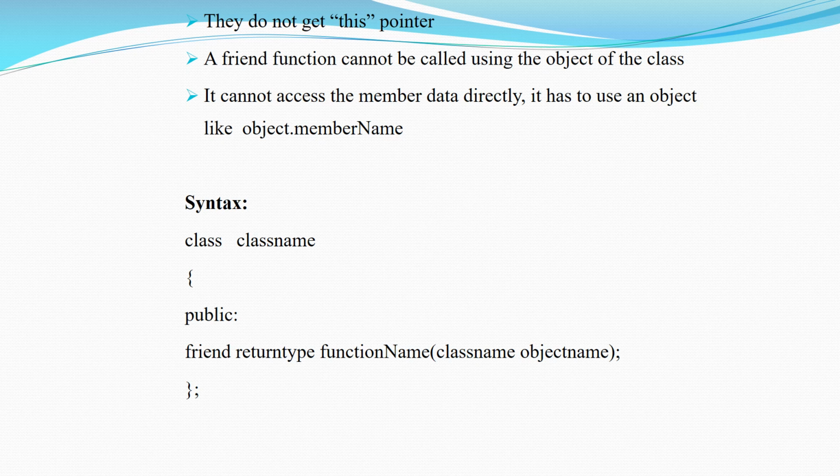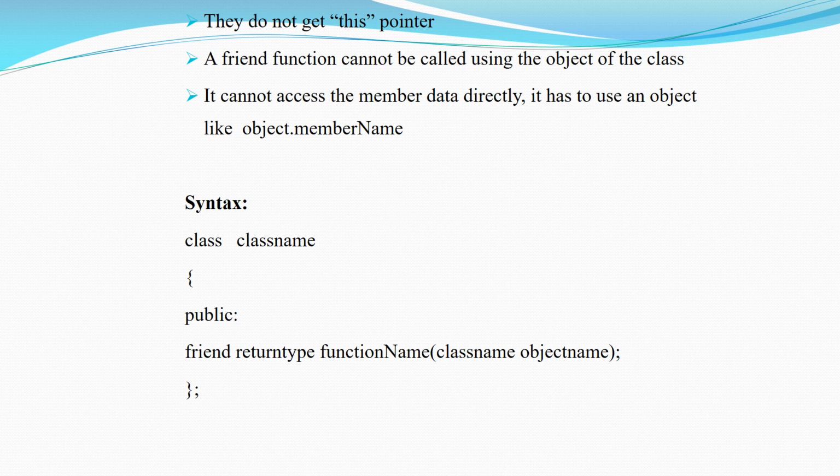It cannot access the member data directly. It has to use an object, like object dot member name. How is it going to be accessed? By the object, like object dot member name. Now let us see the syntax of a friend function.